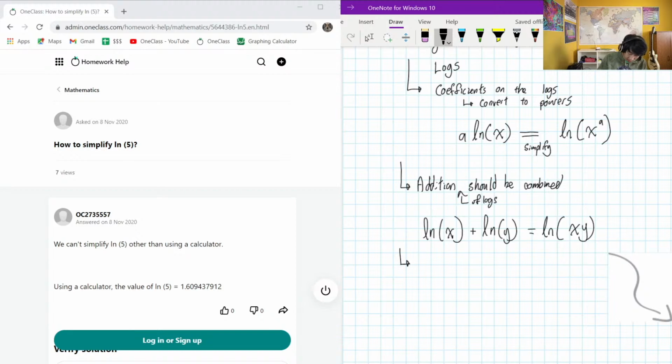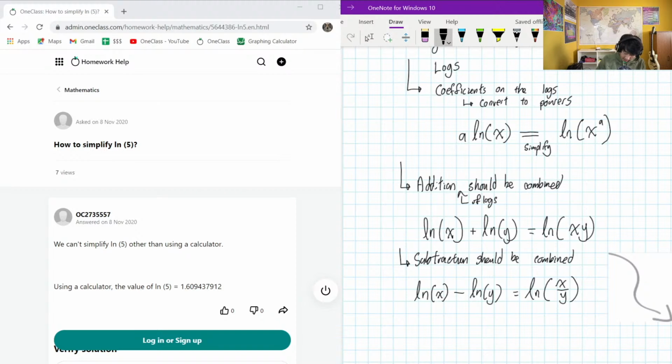The same thing can be said with division, but division is going to be associated with subtraction. Subtraction of logs should be combined as well. So if we had a situation like ln of x minus ln of y, instead of multiplying them together in their compressed version, you're going to divide them. So it's going to be x divided by y.